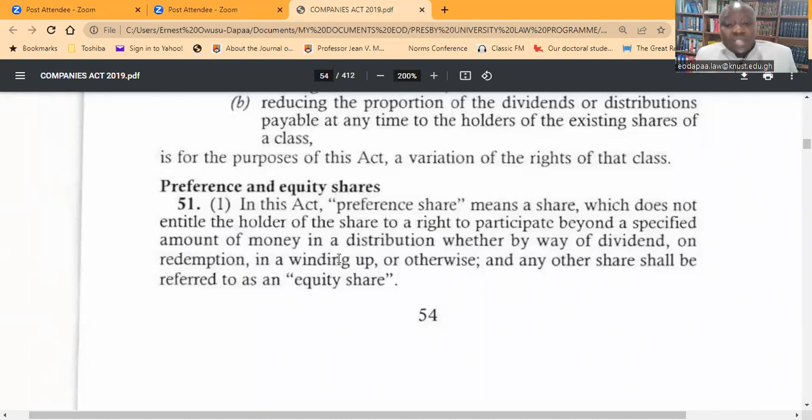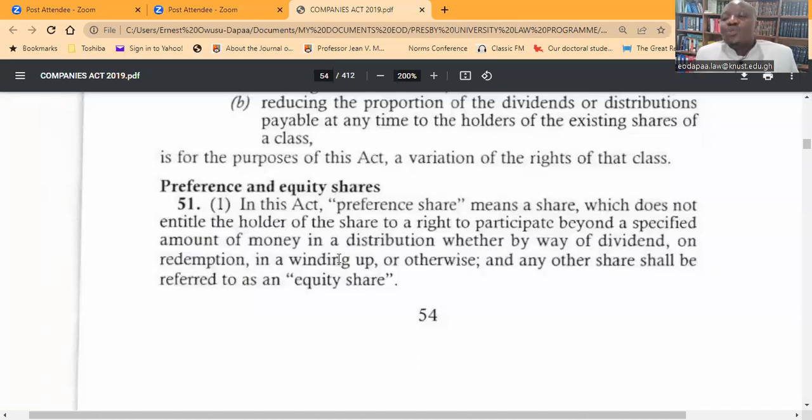So we could say that a preference share could be either in relation to payment or dividend, where you are giving either a certain amount of dividend, or you are giving a certain time for you being given your dividends over and above any other shareholder. Or, as I said, it can be in relation to redemption of shares. That is you returning the shares to the company and getting your money.